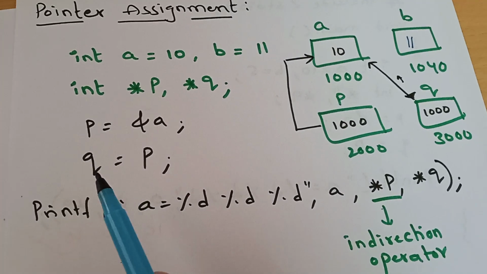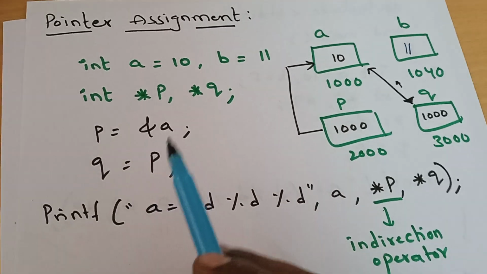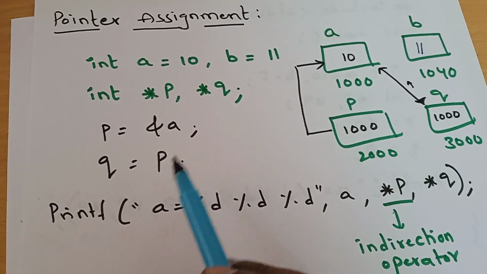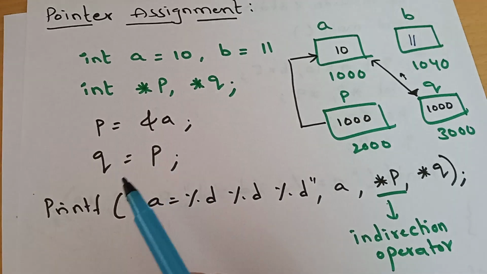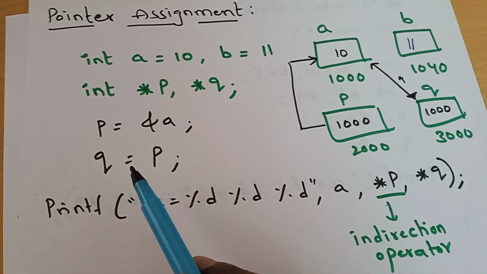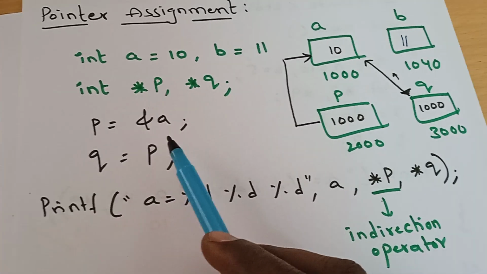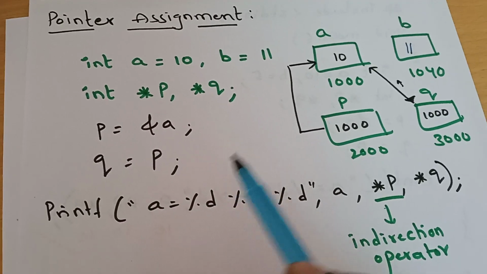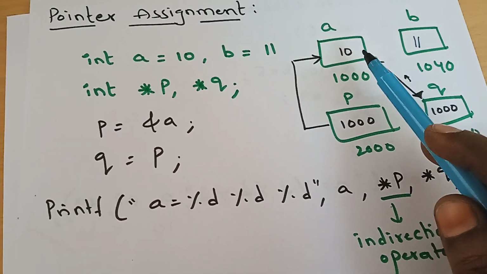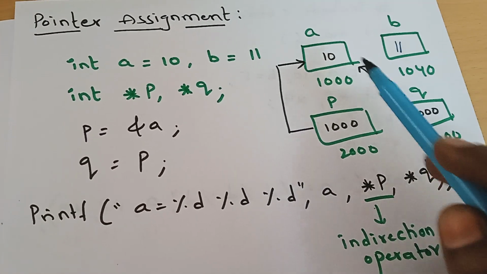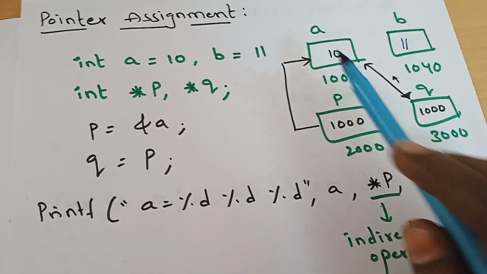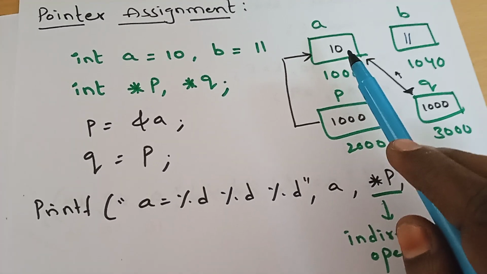Now look at this. q is equal to p. What is p? Address of a. Now q is pointing to the address of a. What is in the address of a? The value of a. So p is pointing to a, and q is also pointing to a.